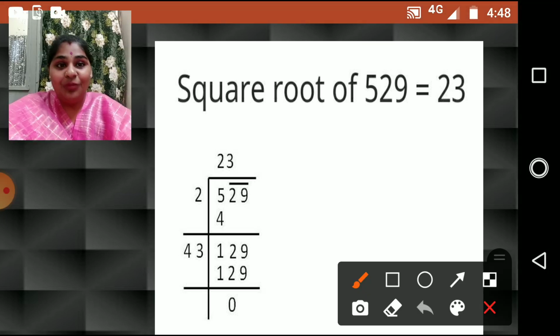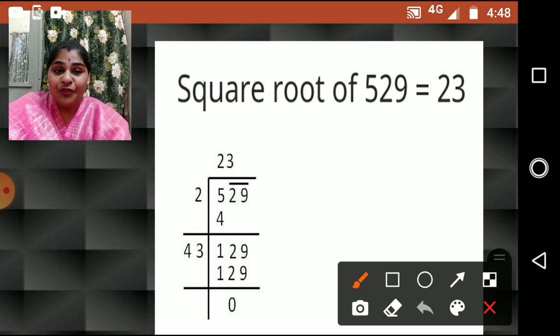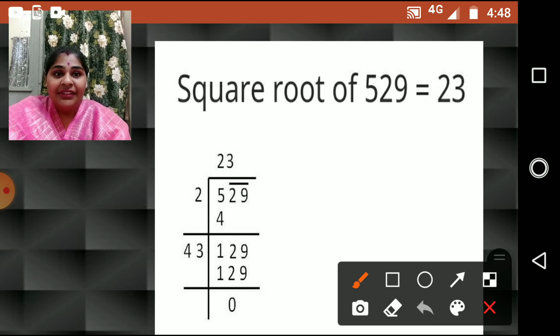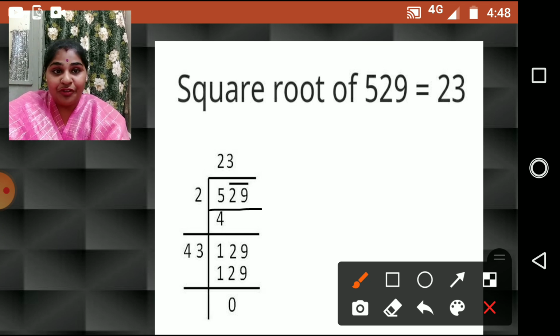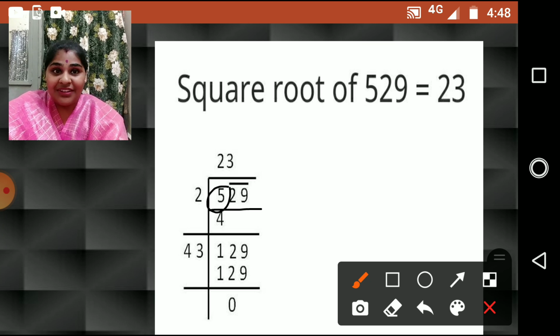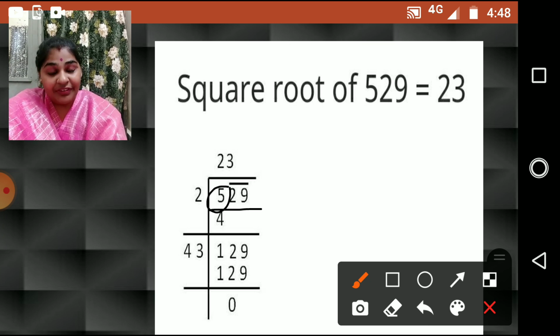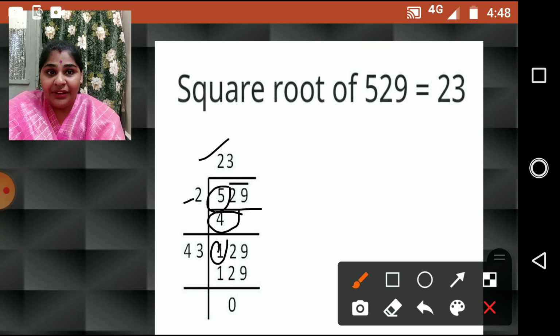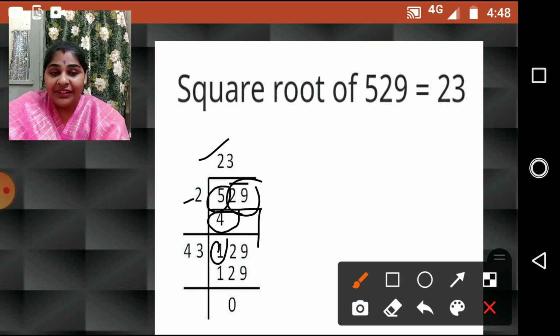Once again I'll explain whatever we have done till now. First is 529. You write the number like this. You can see here I've started pairing it from the units place. The first number is 5. We have to take such a number whose square is less than 5. I know 2 2s are 4, because 3 3s is 9, which is greater. So I have written 2 here and 2 on the top. 2 2s are 4 over here. Now 5 minus 4 is 1, and the next pair comes down, that is 29.